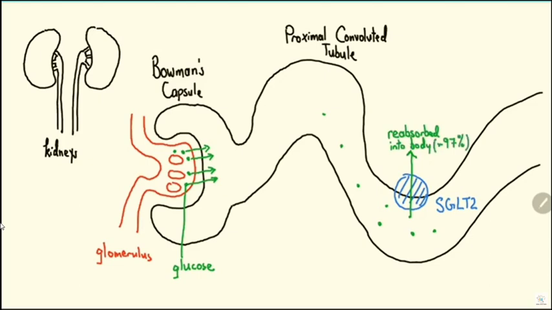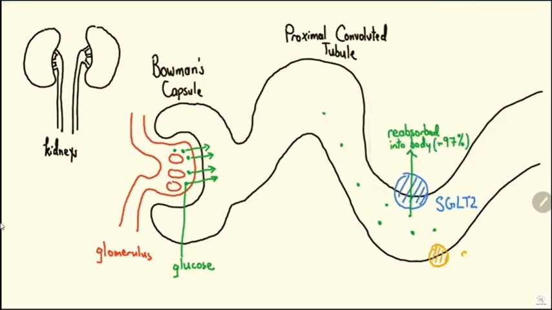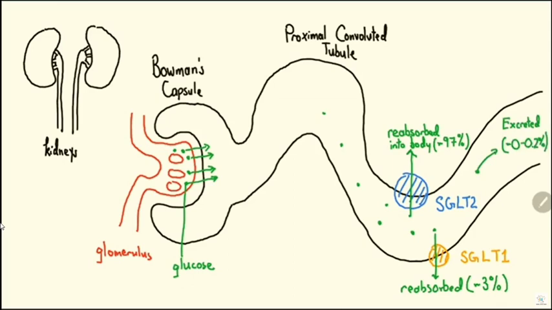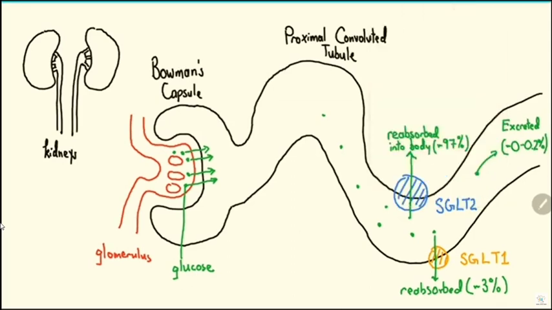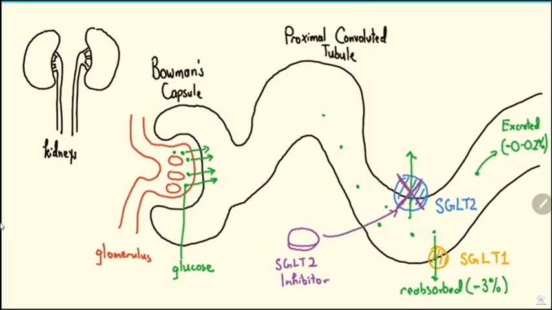Approximately 97% of filtered glucose is reabsorbed into the body through SGLT2, and the remaining 3% is reabsorbed through another protein called SGLT1. As a result, very little glucose is excreted through the urine. As the name suggests, SGLT2 inhibitors, such as dapagliflozin, bind to SGLT2 and prevent the reabsorption of glucose back into the body. As a result, more glucose is excreted through the urine, and this results in a reduction in blood glucose.